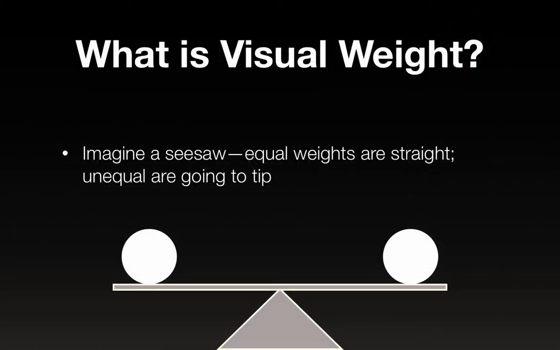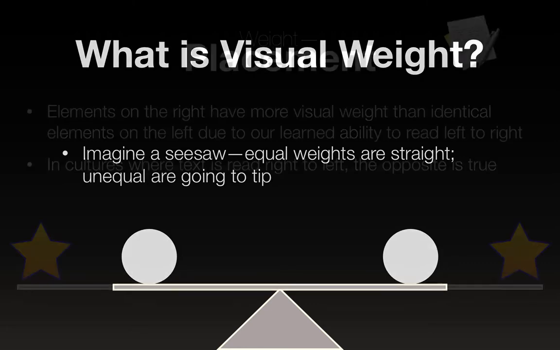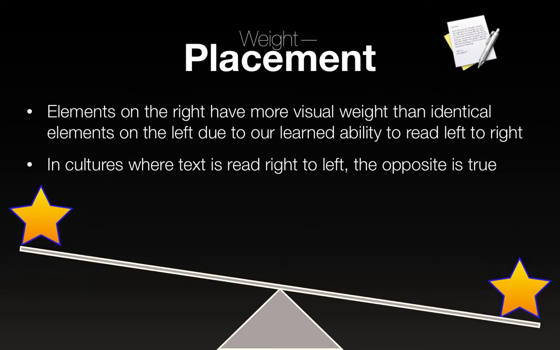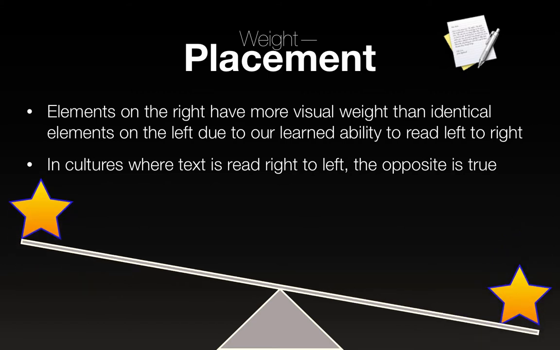What is visual weight? Well, let's use the image of a seesaw, and unequal weights are going to tip. Equal weights will be straight, unequal will tip. If we've got two identical elements, placement will have an effect on weight. Elements on the right will have more visual weight than identical elements on the left due to our learned ability to read left to right.